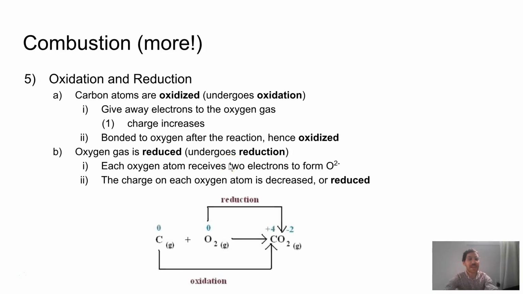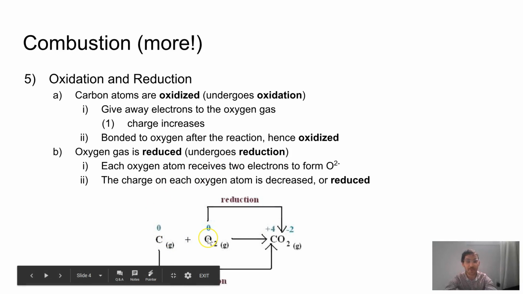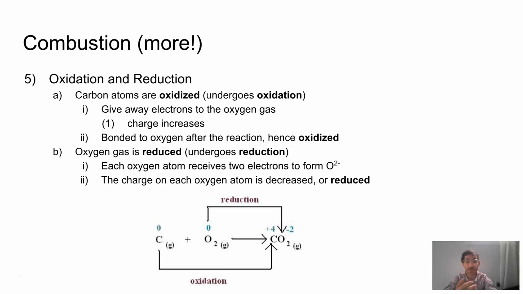And so here we can see that if we took just pure carbon and we burn that with pure oxygen, they both start out with neutral charges here. But the oxygen is going to get reduced. It receives electrons, and the carbon is oxidized. It gives away electrons to form a +4 charge. Nifty stuff.